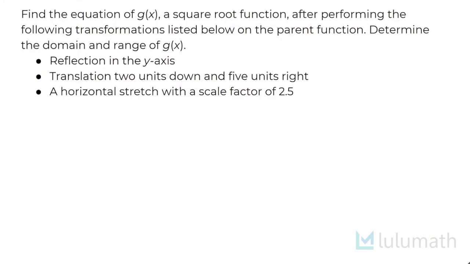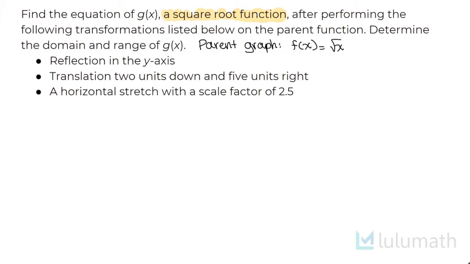In our next example, we want to find the equation of g of x, which we're told is a square root function. So this will tell us what our function rule is after performing the following transformations listed below on the parent function. And then we're going to determine the domain and the range of g of x. This one has a few tricky things that I want you to be extra careful of as we go through it. So we know that our parent graph is going to be the square root of x.